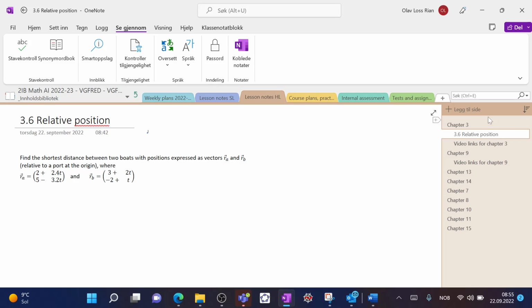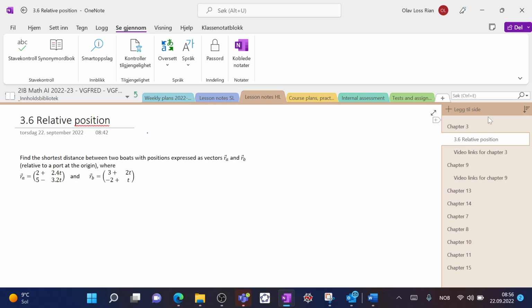Let's have a look at relative position and an example where we want to find the shortest distance between two boats with positions expressed as vectors RA and RB relative to a port at the origin, where we have our A vector as 2 plus 2.4t and 5 minus 3.2t. So 2.4t is the velocity vector. And so that's the velocity, 2.4, 3.2. And 2 and 5, that's the starting position. And RB, the other boat, 3 plus 2t and minus 2 plus t.